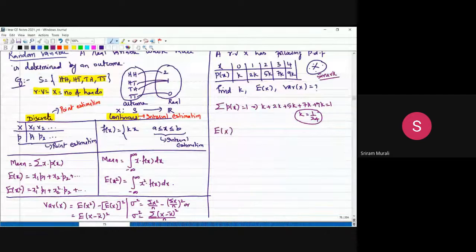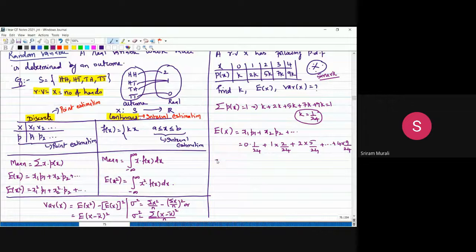So, what is E of x? As per the formula, this is x1 p1, x2 p2, etc. So that is equal to 0 into what is k? 1 by 24. What is x2? 1 into 2 by 24. Don't cancel. Take LCM 24, then 2 into 5 by 24 plus 3 into 7 by 24. So you just do this, you will get plus 4 into 9 by 24. This is your E of x.